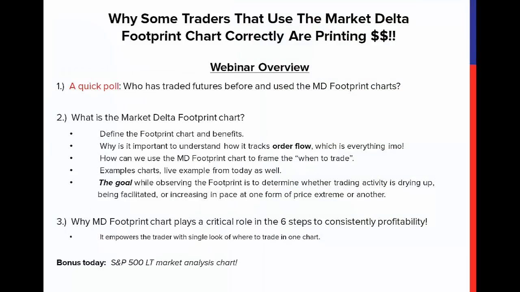But let's go ahead and get into this. It's going to take about an hour today. Go through what's important, what you need to learn, and in my opinion, as far as understanding the footprint chart.